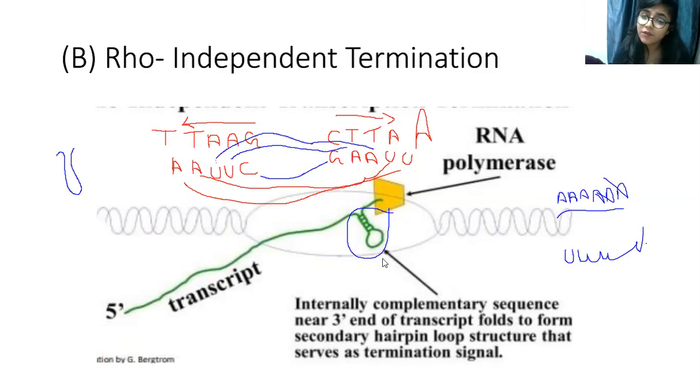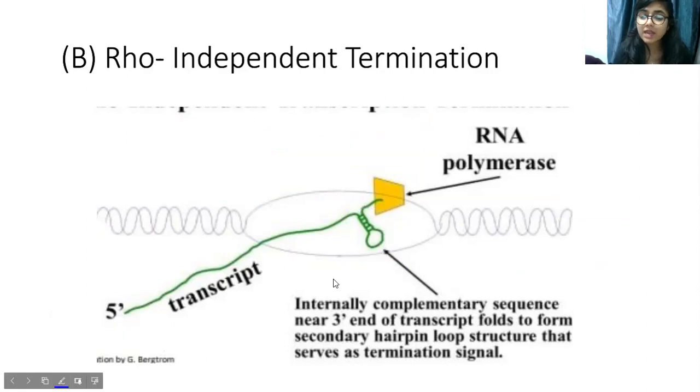So it is easier for the RNA to come out from the DNA-RNA hybrid and be independent in nature. So this mRNA will now come outside of the transcription apparatus and DNA will reconcile itself. And RNA polymerase will also dissociate for the next transcription process to take place.